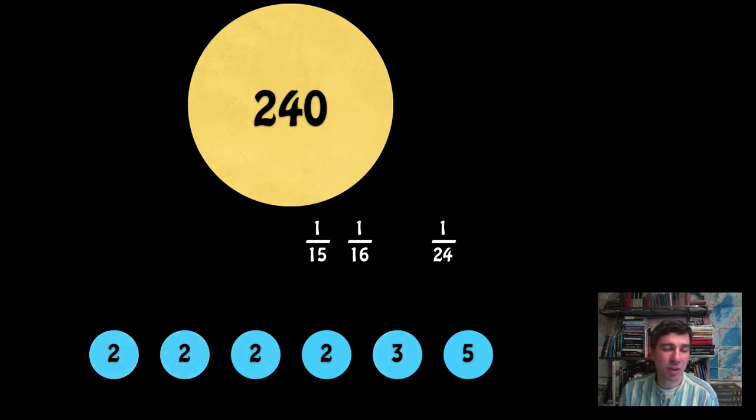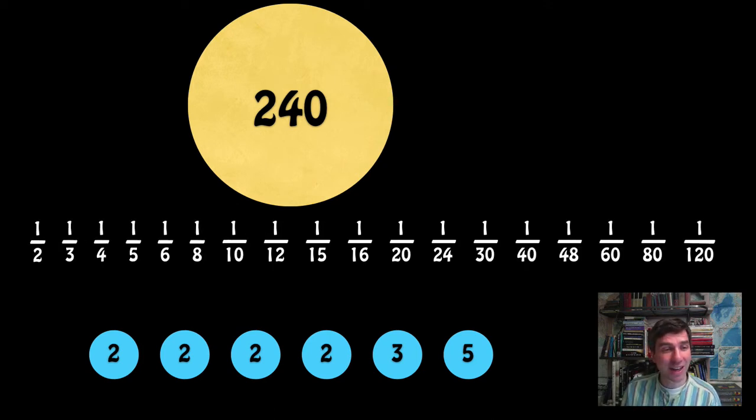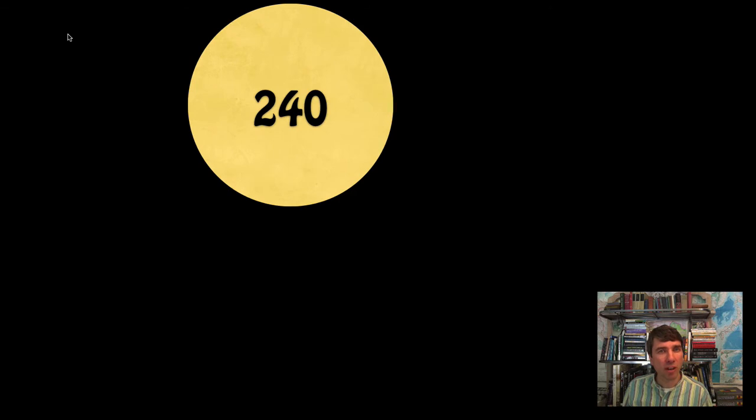And I can keep on doing that. Hopefully I can find a more systematic way of doing this, and I can get the whole spectrum of numbers that I can multiply by 240, all of those unit fractions that result in an integer. So there's an achievement. 240 has lots of factors, and therefore there's lots of unit fractions that you can multiply it by and still end up with an integer.